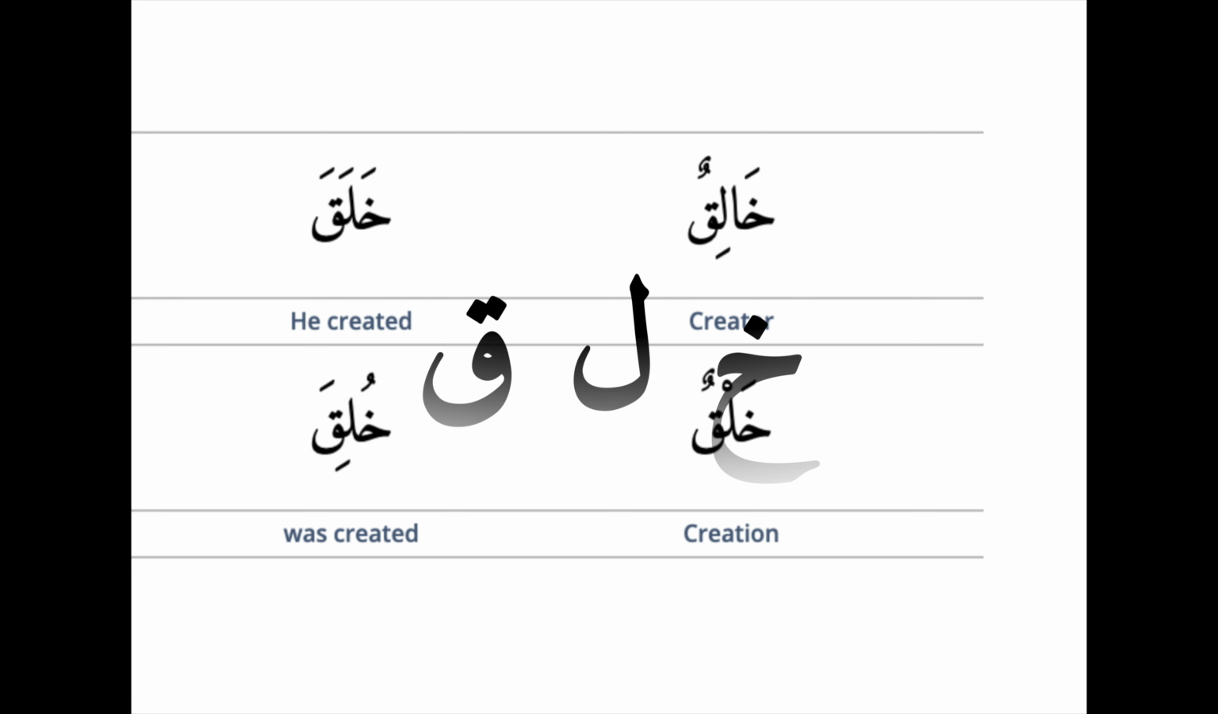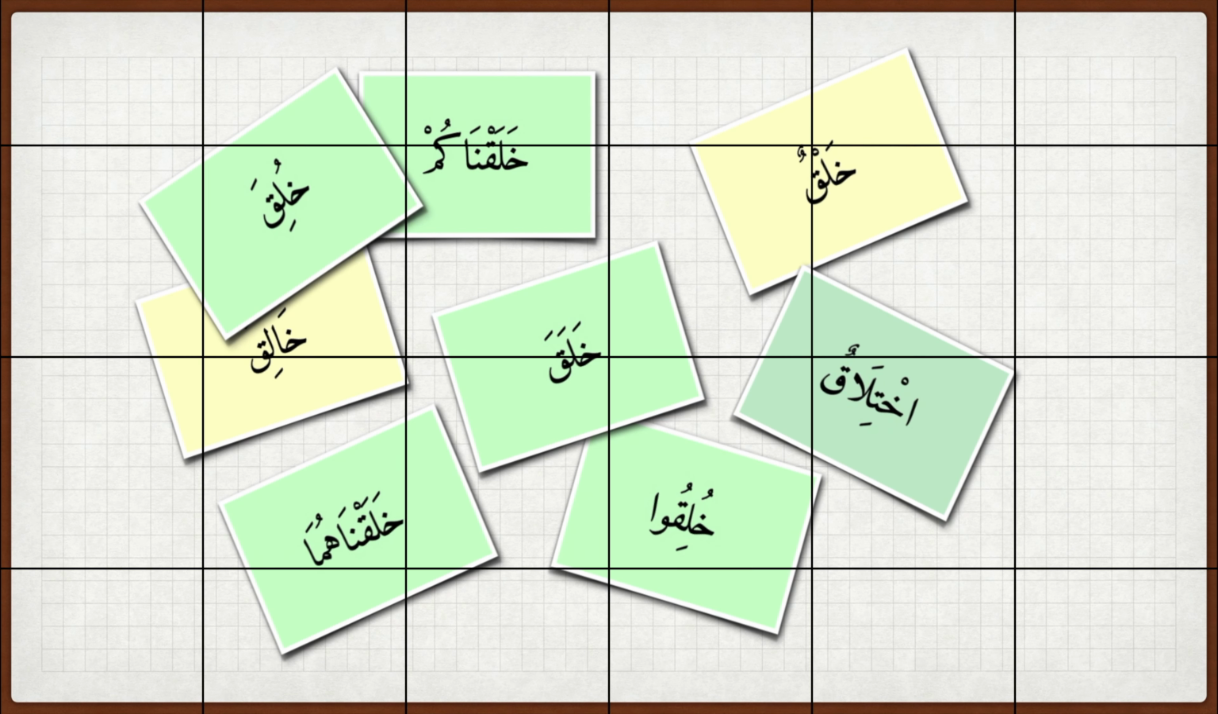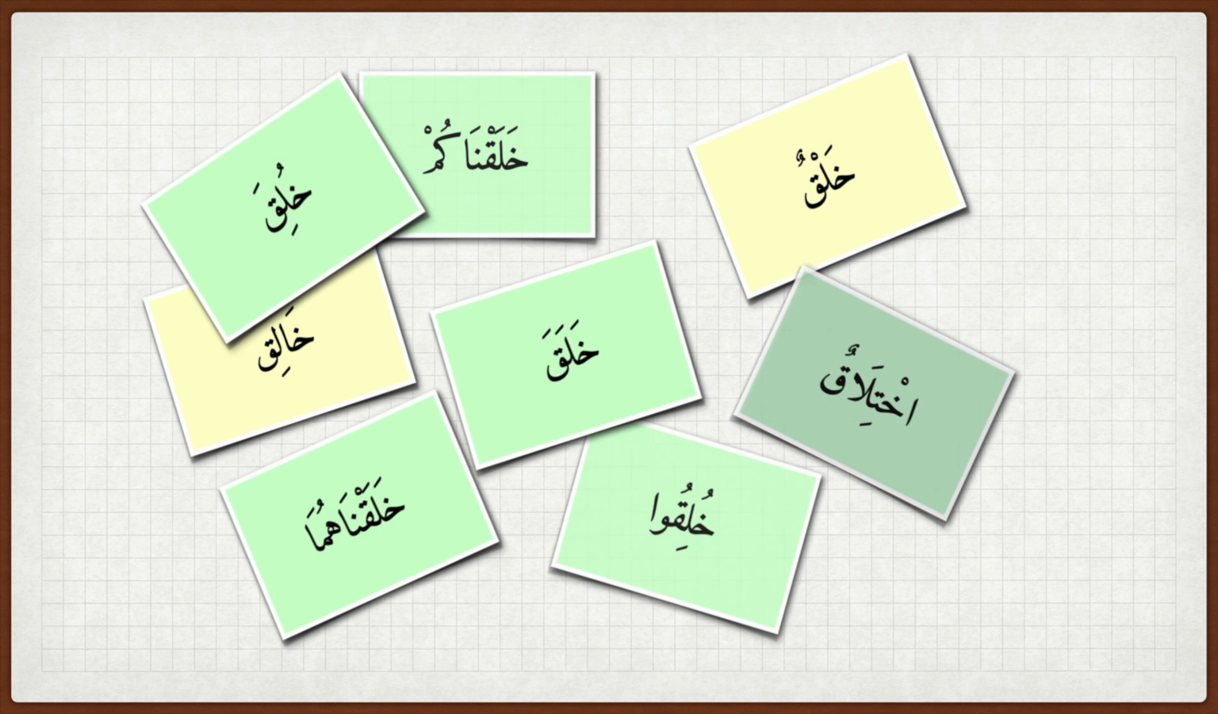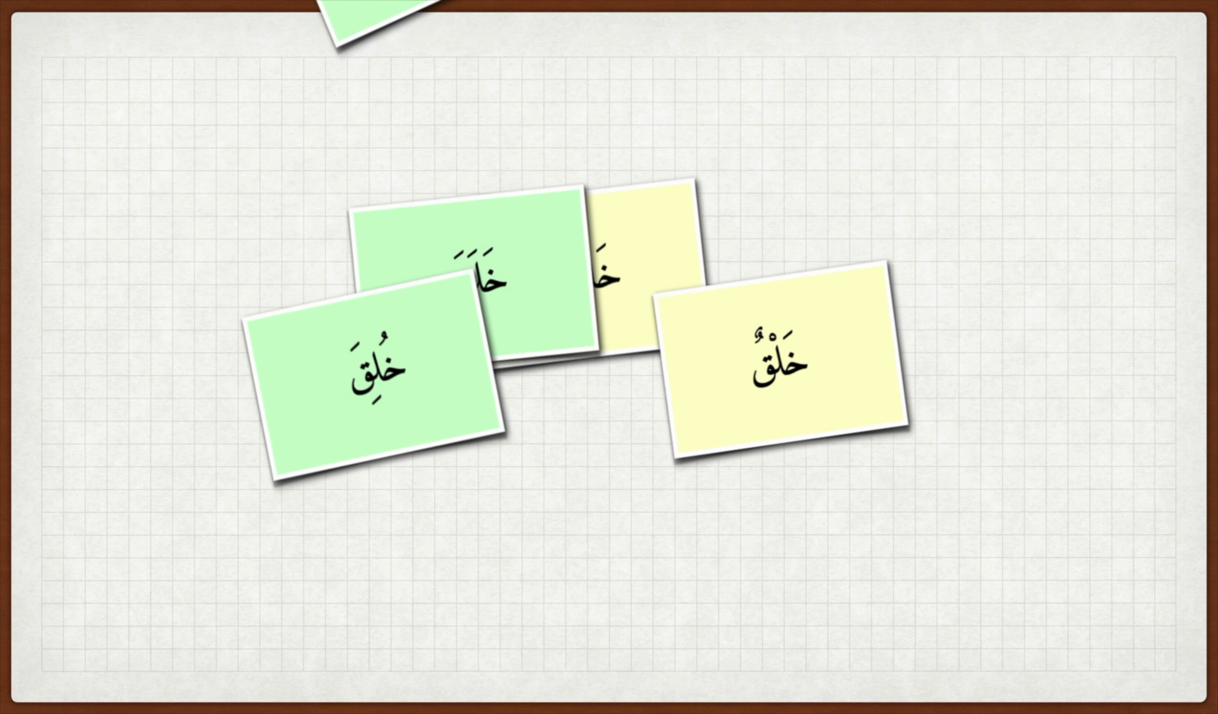In grammar books, roots are also known as verbs. Nouns are created from these verbs, which are called verbal nouns. Let's see the examples again with kha, lam, qaf. Lots of words can be originated from kha, lam, qaf.